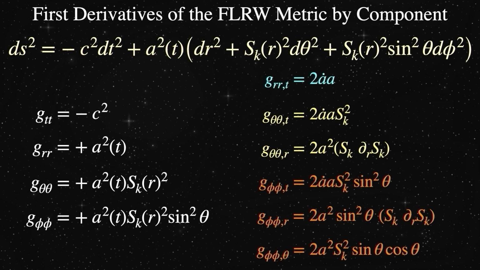One big change is that we do not see the curvature constant K anywhere except as a naughty little subscript. It's buried inside that S sub k function. Right now, we don't want to evaluate the partial derivative of that thing. We'll get to it shortly.